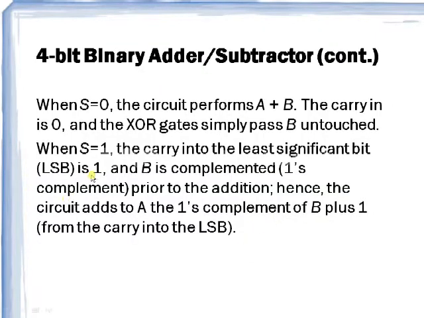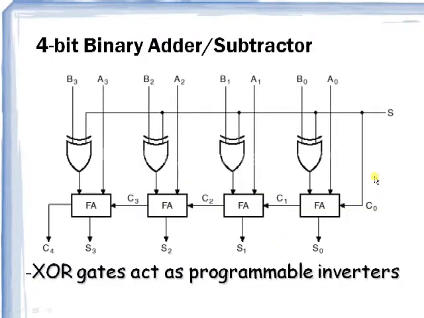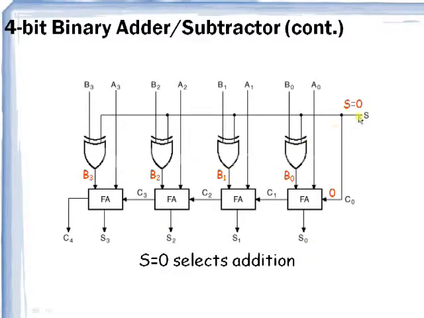When S equals 1, the carry into the least significant bit is 1 and B is complemented prior to the addition, hence the circuit adds to A the 1's complement of B plus 1. So if S equals 1, then the carry in would be 1, and then this XOR would be performing the complementing operation. Why? Because this input is 1, and if B is 0, then you'll get the output as the complement of B. So here it is B complement and here it is A, which is added with 1, therefore you'll get a subtracted result.